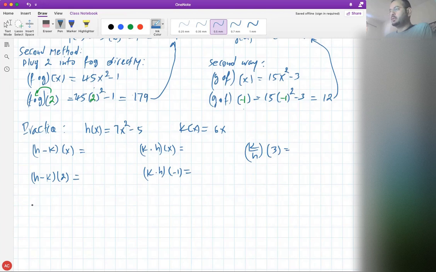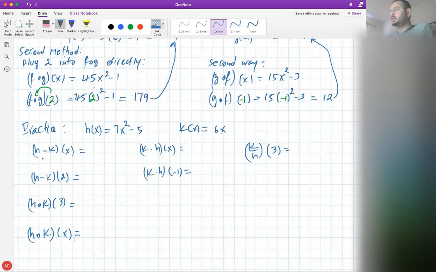Finally, some composition. Find f or h of k. Find the composition itself first. Or before finding the composition, evaluate it with a number. So you don't have to find it first. And then after this, find the composition.